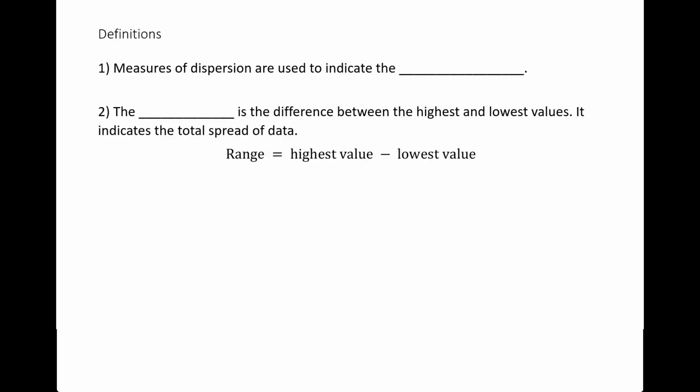Definitions. 1. Measures of dispersion are used to indicate the spread of data. 2. The range is the difference between the highest and lowest values. It indicates the total spread of data. To compute the range, you would find the difference of the highest value and the lowest value.